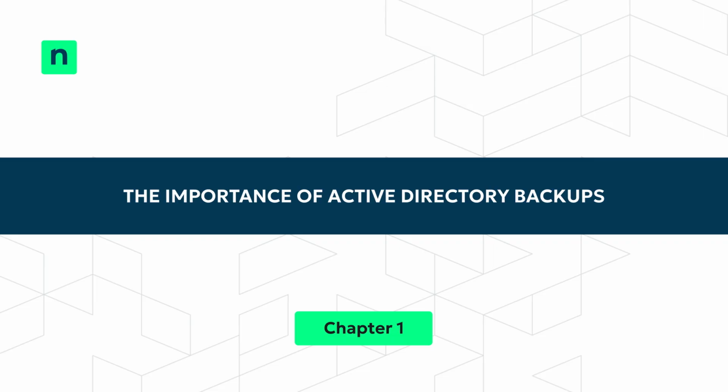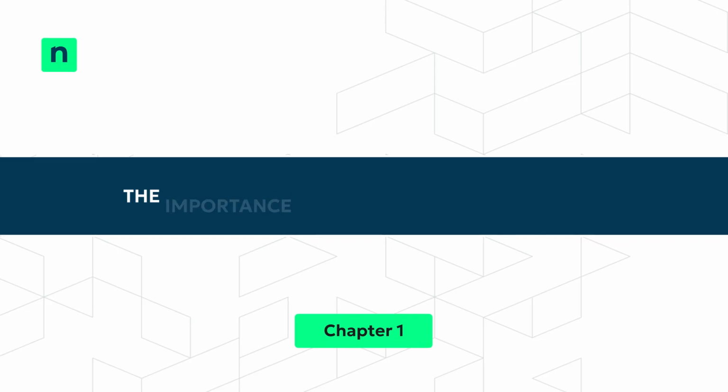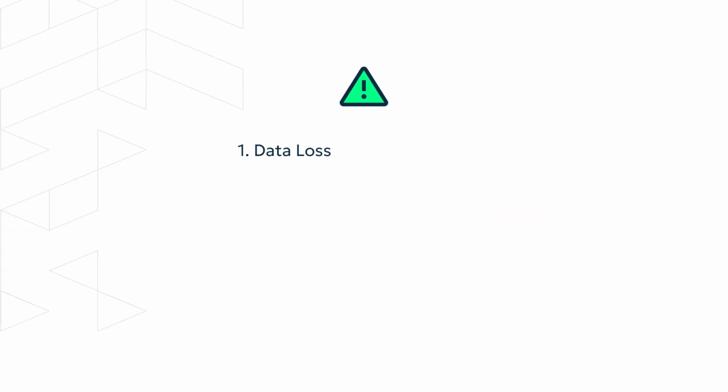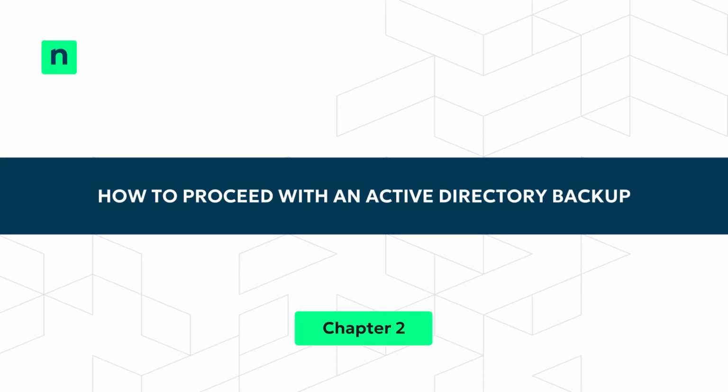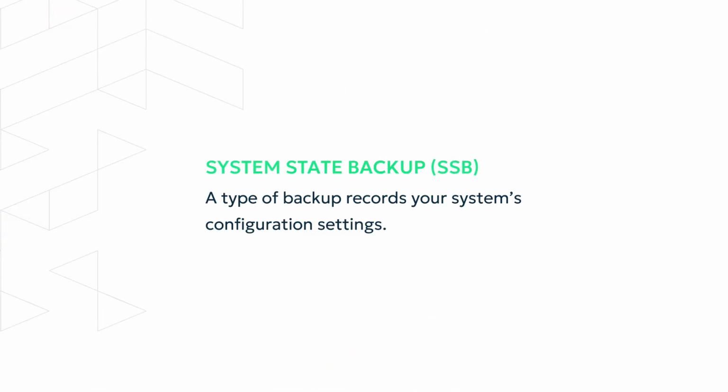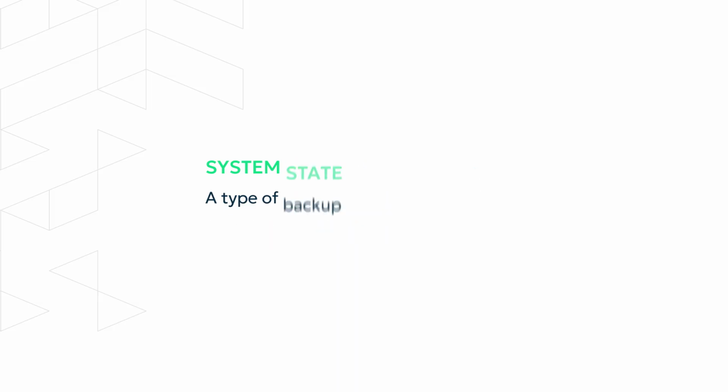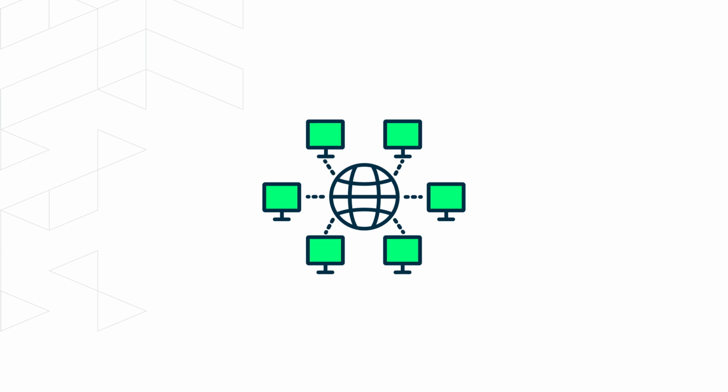Active Directory backups are like insurance policies for your network. Without them, your organization faces threats such as data loss, business disruption, compliance issues, and inefficient incident response. Users can create a system state backup, otherwise known as SSB, through Windows Server. This type of backup records your system's configuration settings, such as boot files and the system registry, as well as important components that Active Directory needs, like DNS and group policy information.